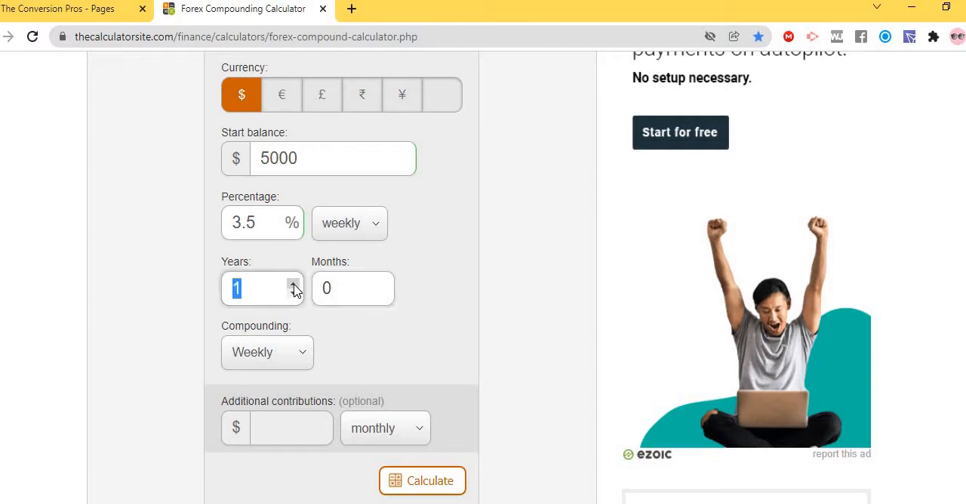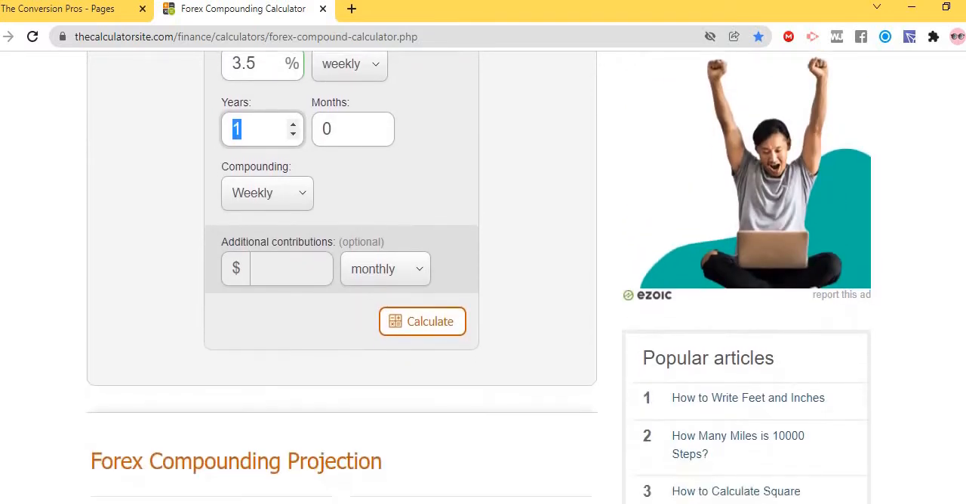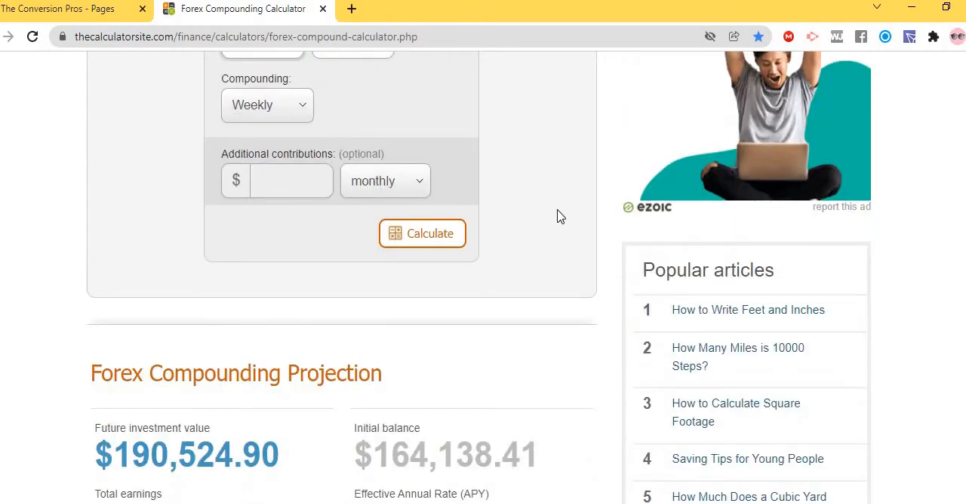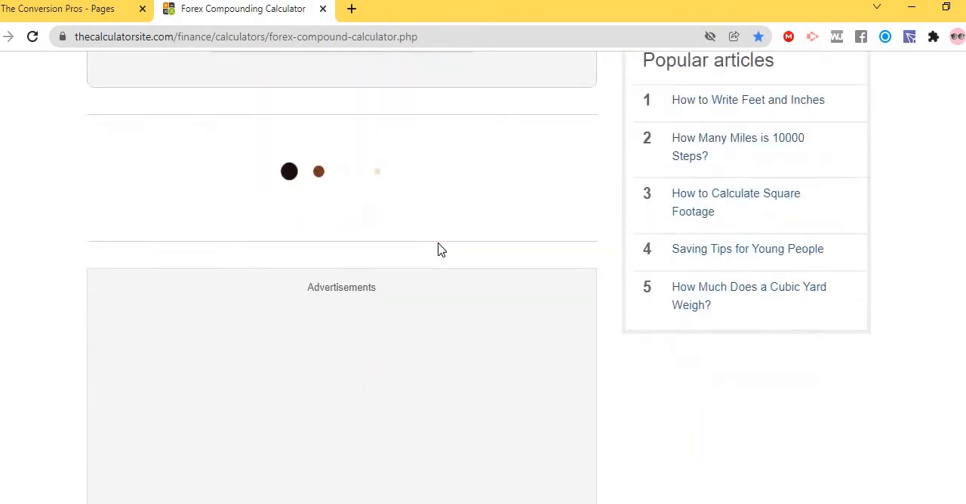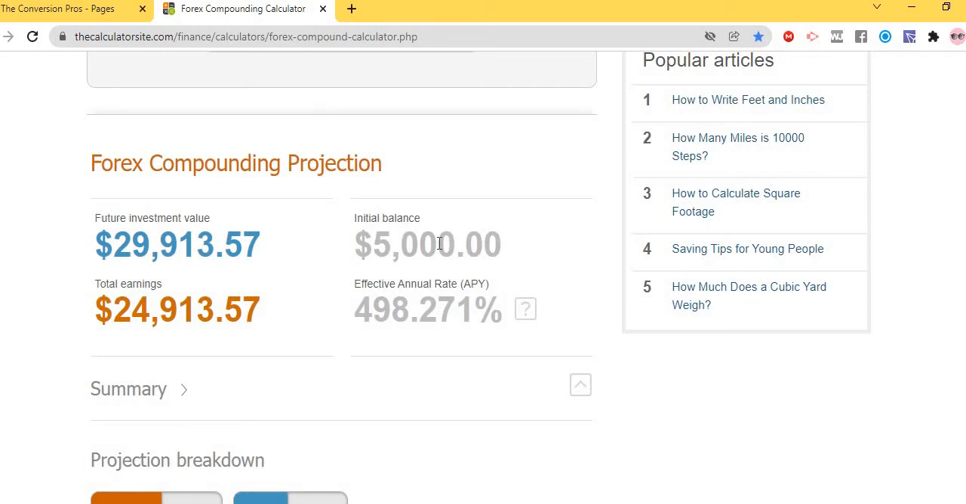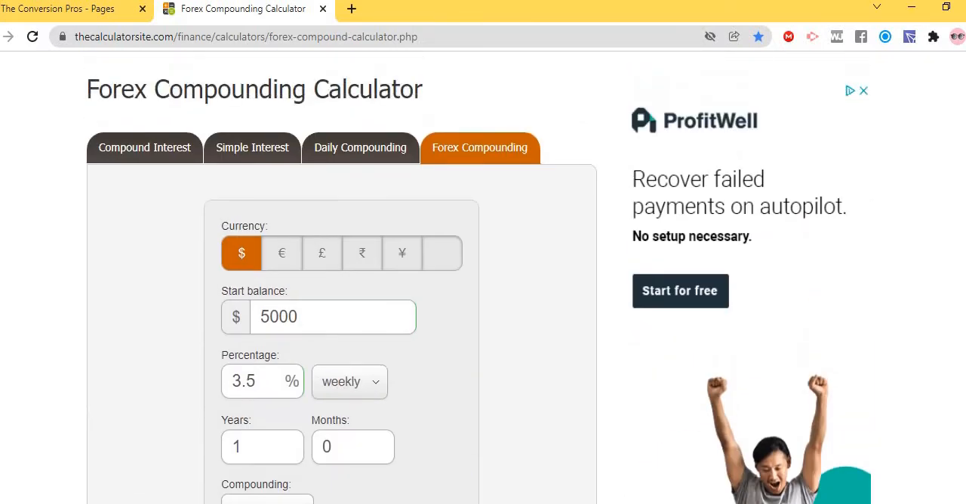Let me show you what it looks like if you started a $5,000 investment for a whole year. So let's look at that. It's compounding weekly. Okay. So let's look at that number real quick. So bam, you're gonna make $29,913.57. Okay, that's incredible. So if you start with a $5,000 investment for your first year, that's what it's going to look like. Okay, but we're not going to go for 1 year. We're going to do a 3-year term and see what that looks like.